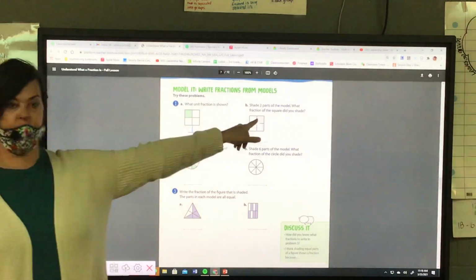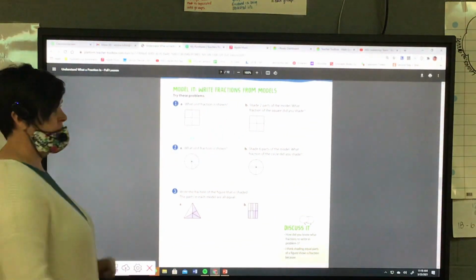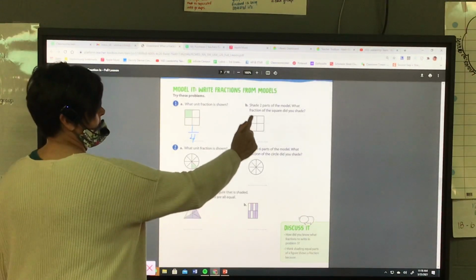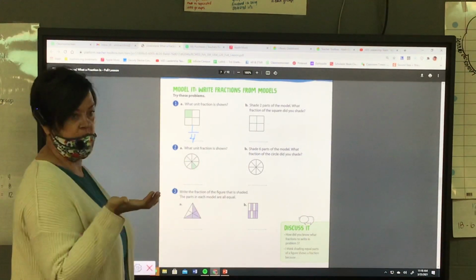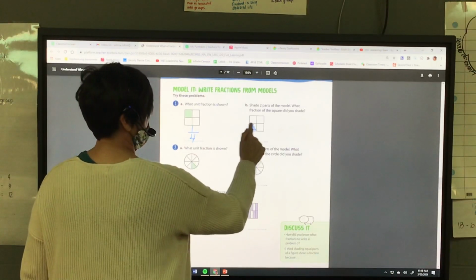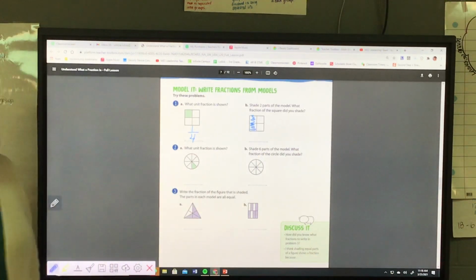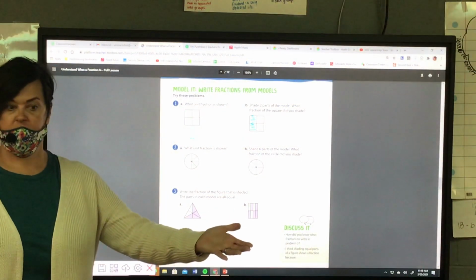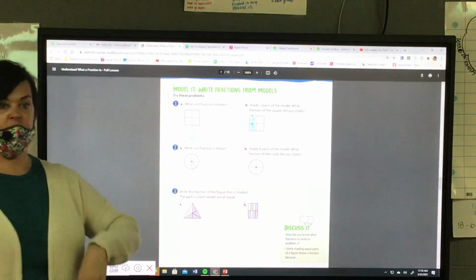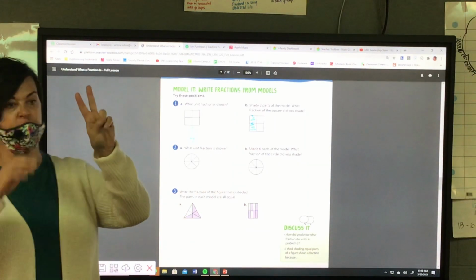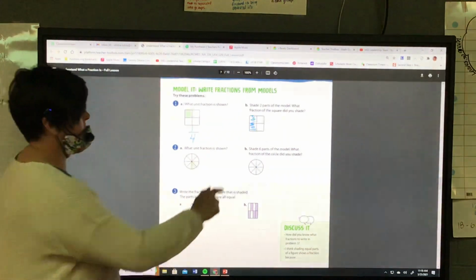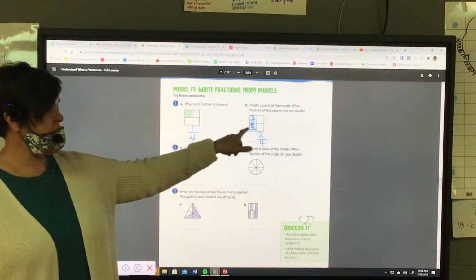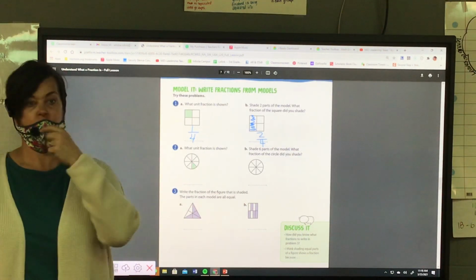How many parts did you have to shade? 2. Could you have shaded the top 2? Could you have shaded the left 2 here? Yep. Does it matter? No. I'm going to shade these since I put a dot there. What fraction of the square did you shade then? 2/4. How many parts did you shade? 2. And how many parts are in the whole thing? 4. So the fraction is 2/4. That means you shaded in 2 of the 4.